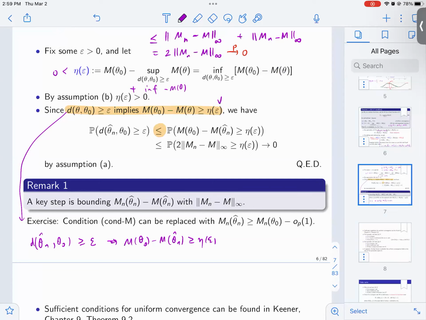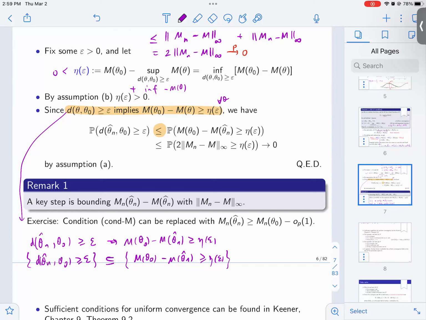Because this holds for any theta, this conditional statement should hold for a random quantity. And this means the event that this happens is a subset of, or included in, the event that the other one is happening. So this logical implication, if you translate it to the language of events, means inclusion.